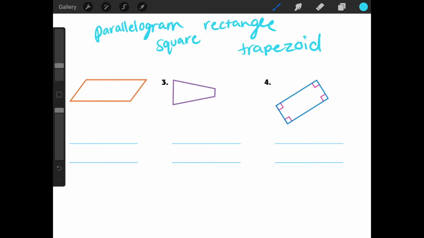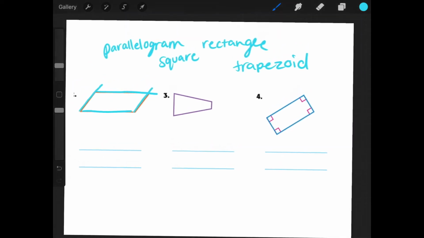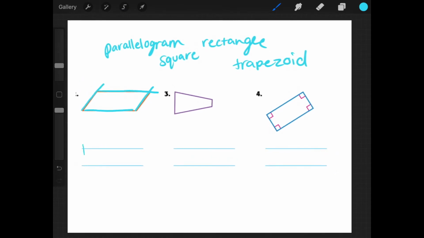Now, a trapezoid only has one pair of parallel lines. This one has 2 pairs of parallel lines. So, it is not a trapezoid, it is a parallelogram. It is only a parallelogram. Alright, this next one we know it is not a square, it is not a rectangle. So that leaves us with a parallelogram or a trapezoid.